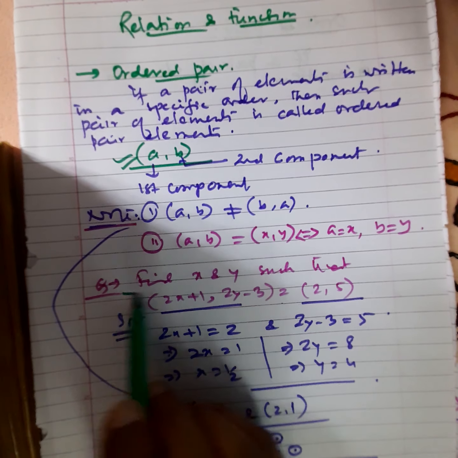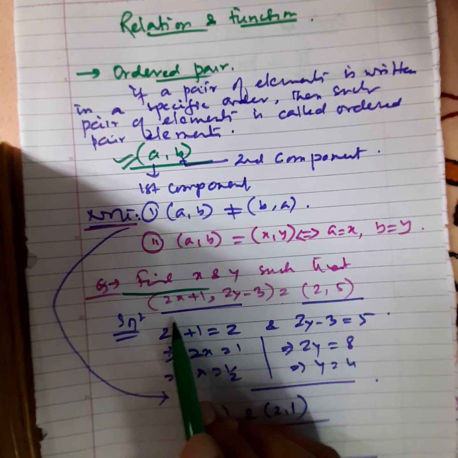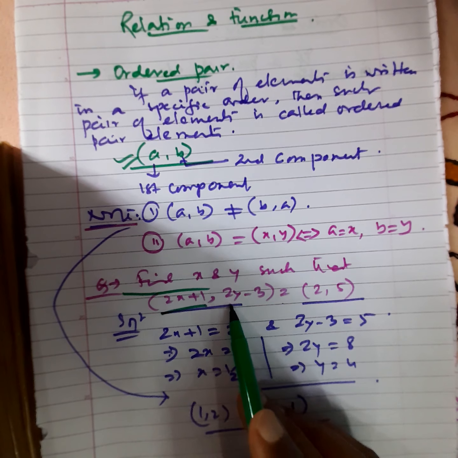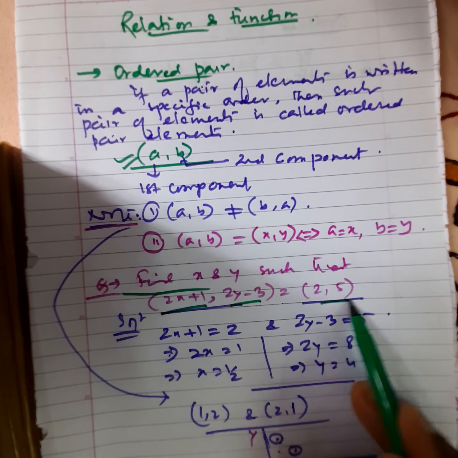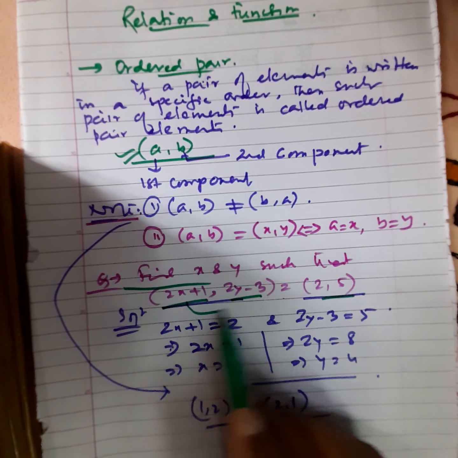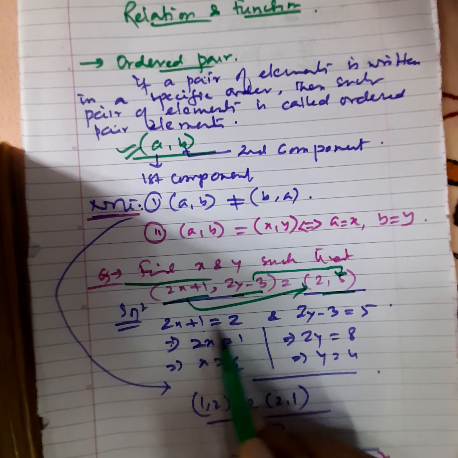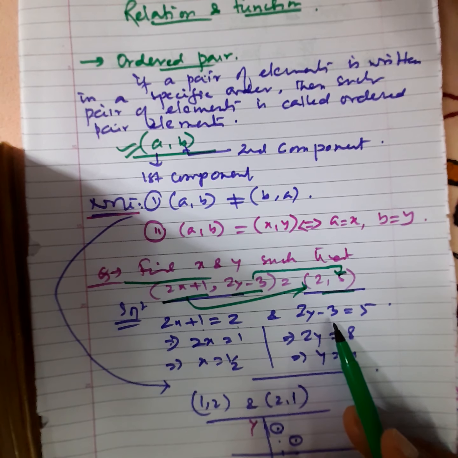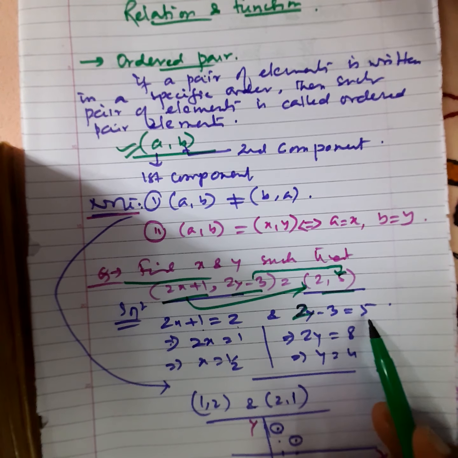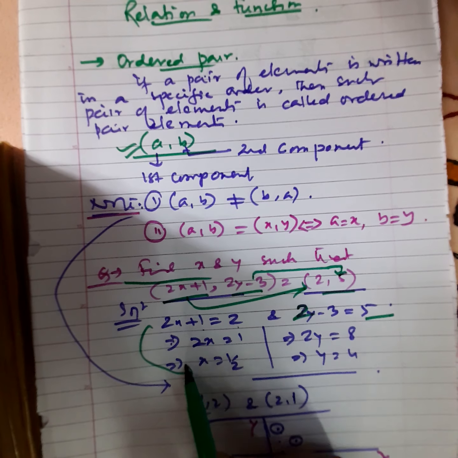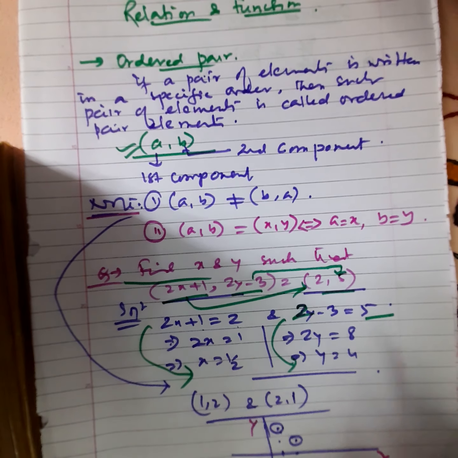The question may be asked in this way: find x, y such that (2x + 1, 2y - 3) is equal to (2, 5). So the first component is equal to the first element, and the second component is equal to the second element. So 2x + 1 is equal to 2, and 3y minus 2y minus 3 is equal to 5. If we simplify, then we'll get x, and here also you'll get y.